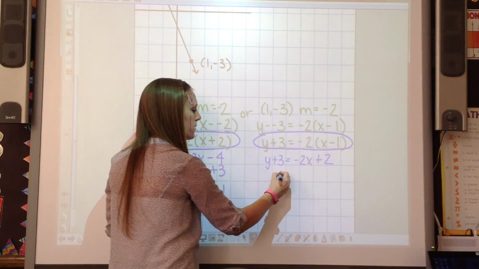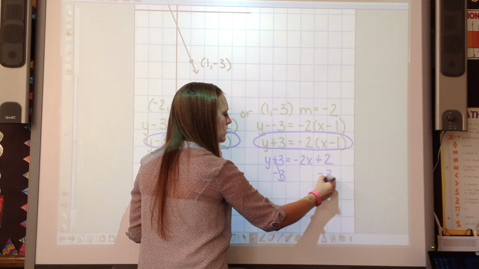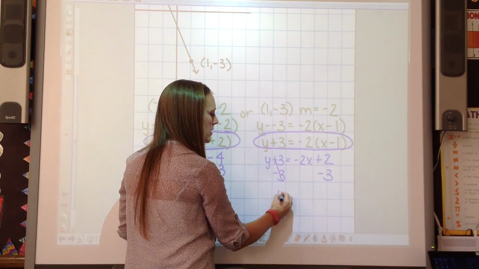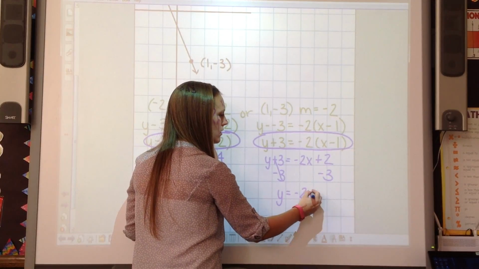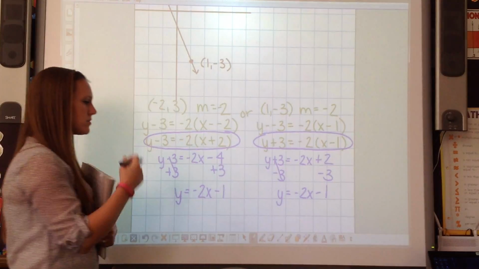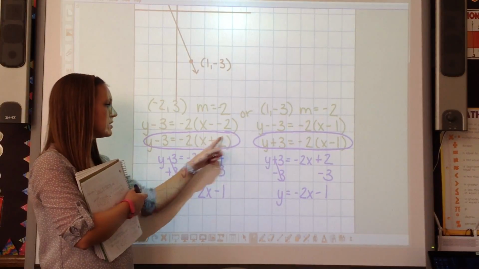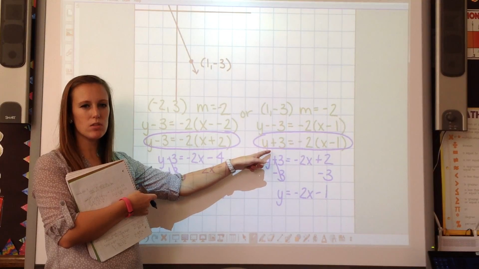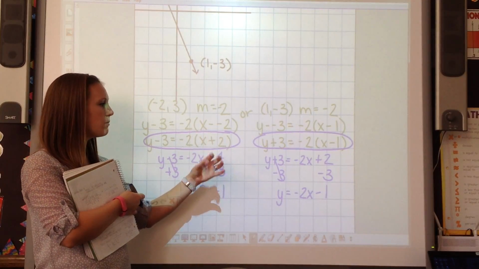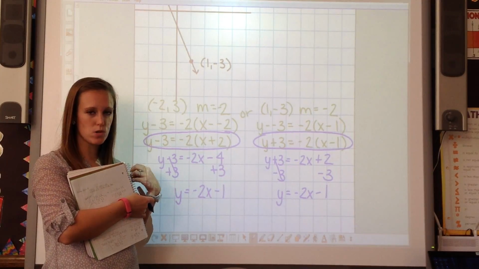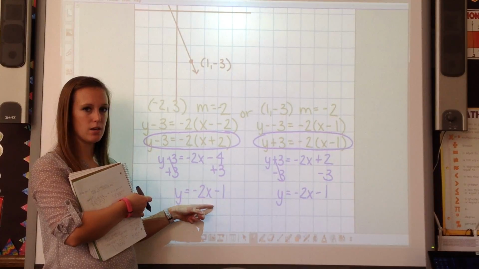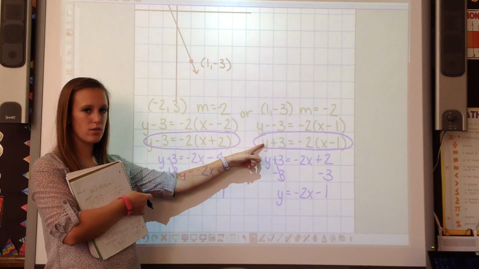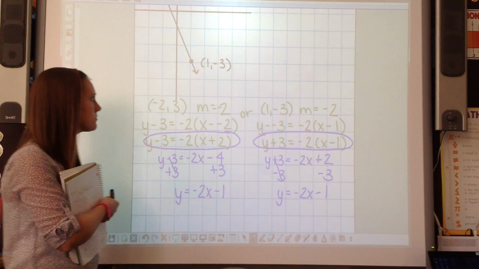And then I'm going to get y by itself. These are like terms, so I'm going to combine them. So here's proof that these two equations are the same thing even though they look different, because when you turn them both into slope-intercept form, when you solve for y, they're the same thing. So you can have one or the other, it doesn't matter.